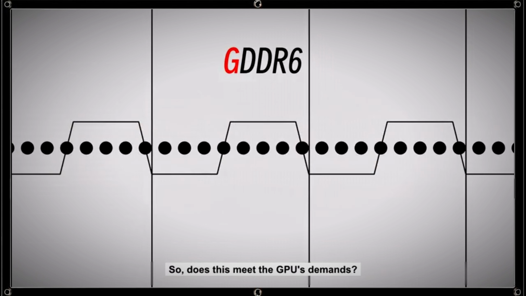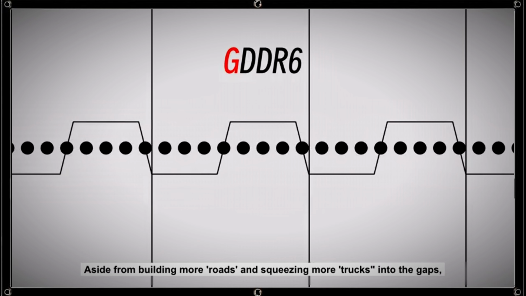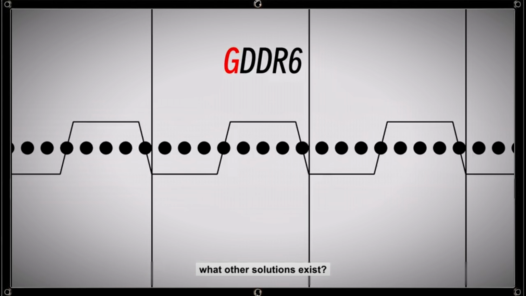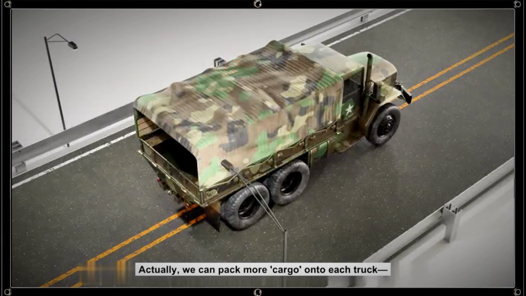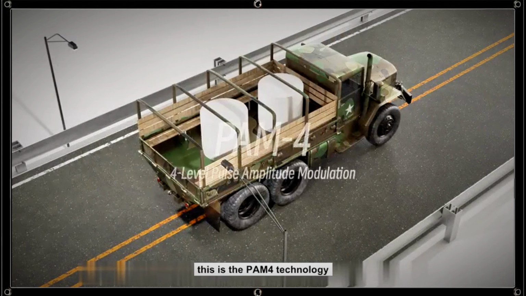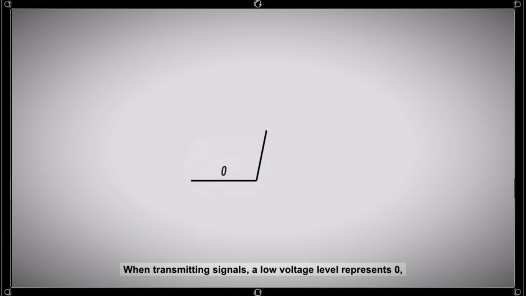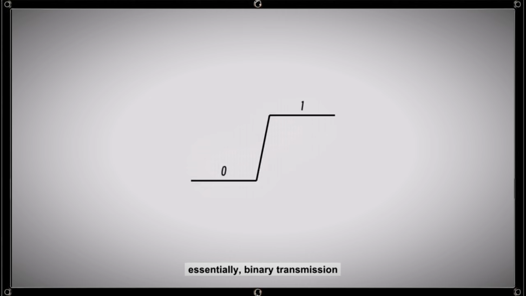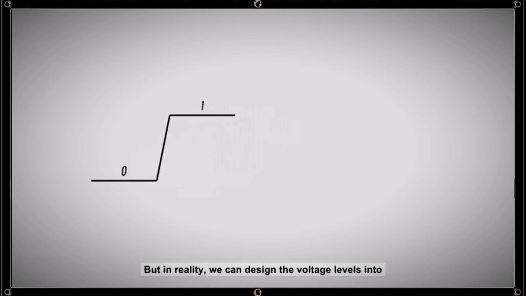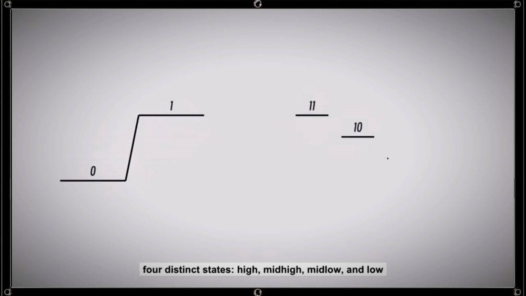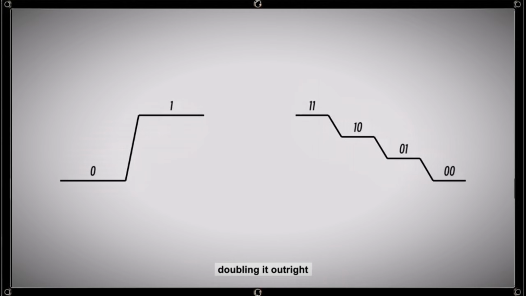So, does this meet the GPU's demands? Still not enough. Aside from building more roads and squeezing more trucks into the gaps, what other solutions exist? Actually, we can pack more cargo onto each truck. This is the PAM4 technology. When transmitting signals, a low voltage level represents 0, and a high level represents 1. Essentially, binary transmission. But in reality, we can design the voltage levels into 4 distinct states: high, mid-high, mid-low, and low. This allows us to increase signal capacity from 1 bit to 2 bits, doubling it outright.